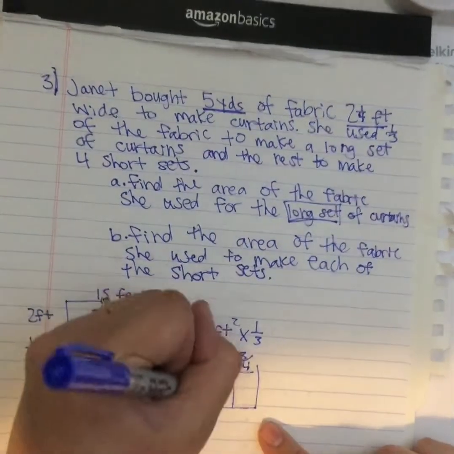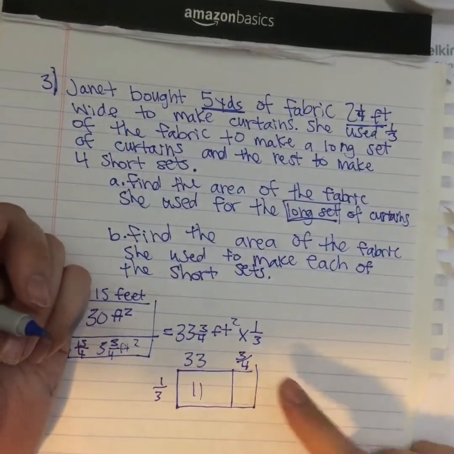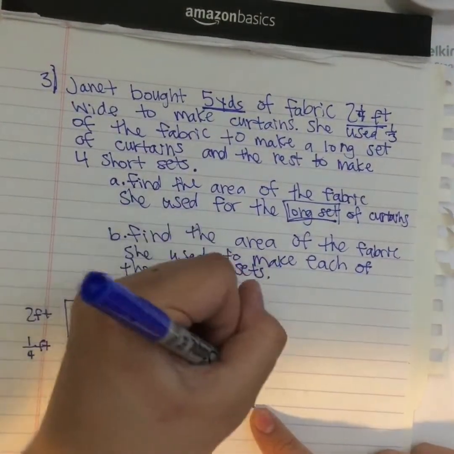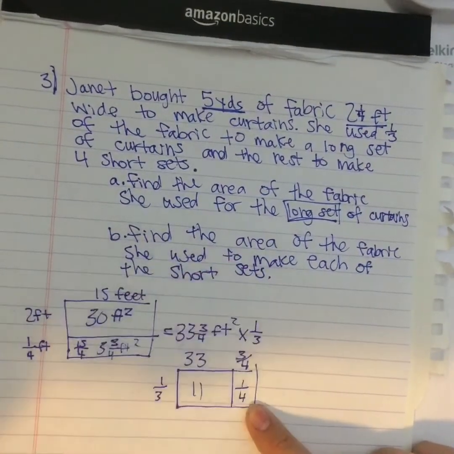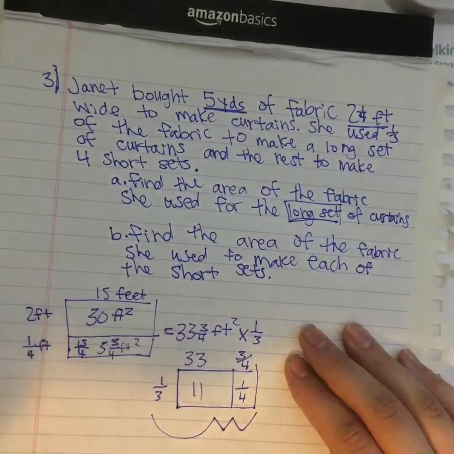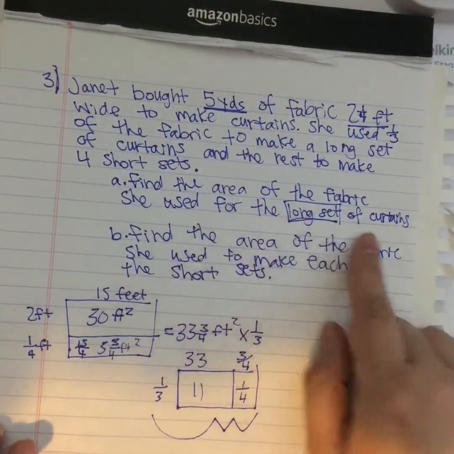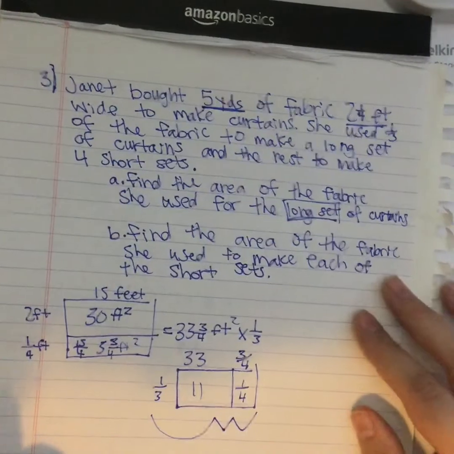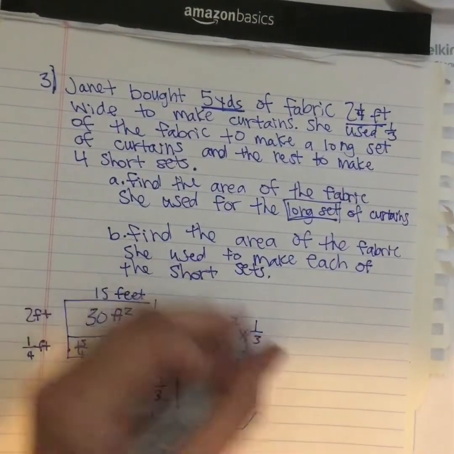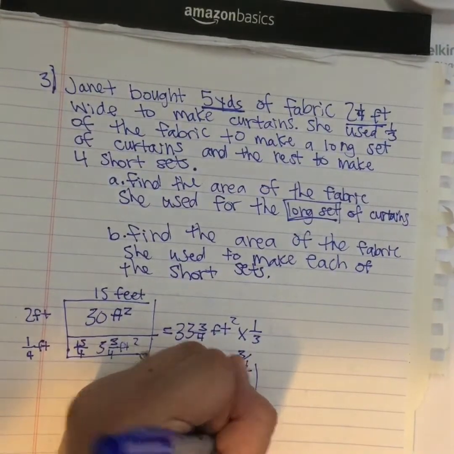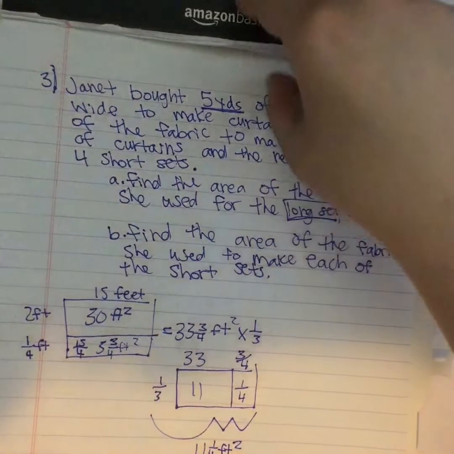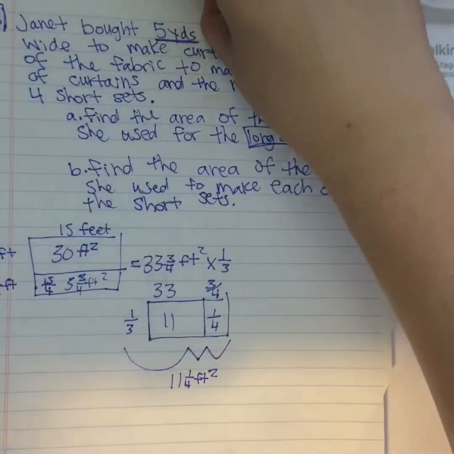1/3 of 33 is just 11. 1/3 of 3/4, if we split 3/4 into 3 equal groups, would each have 1/4. So for B, the amount of fabric she used in the long set, remember you're writing this as a full sentence, is 11 1/4 feet squared. So that's the amount she used in the long set of curtains.